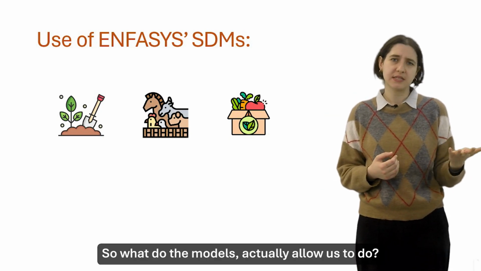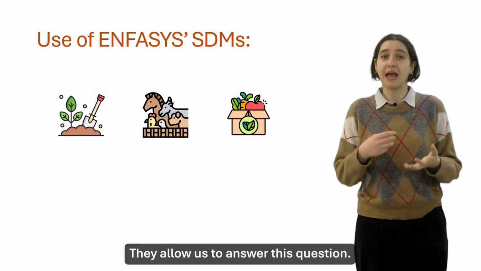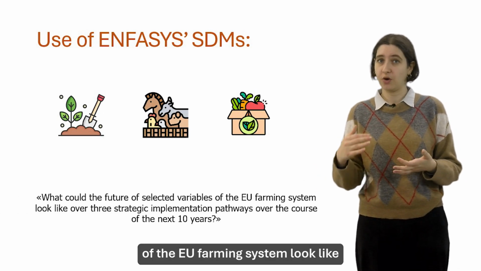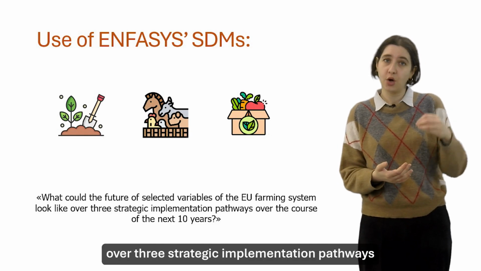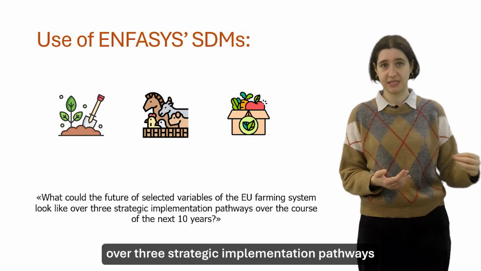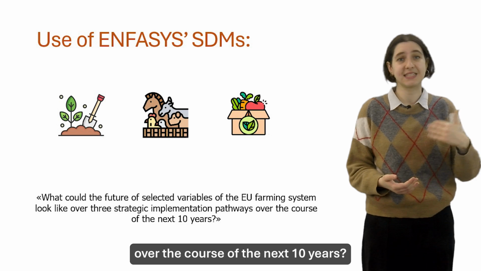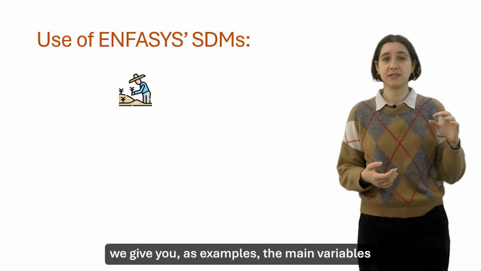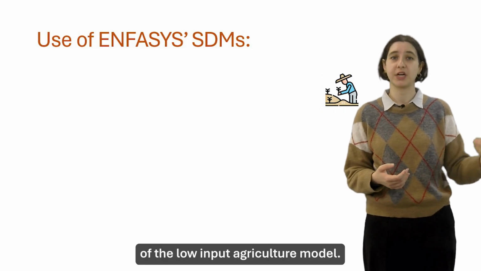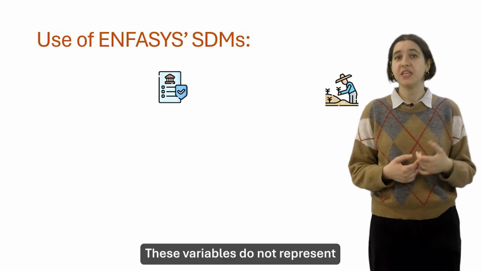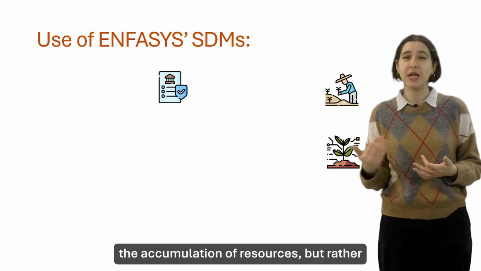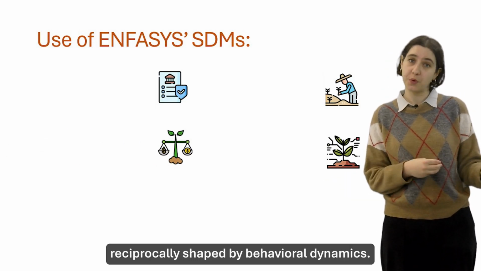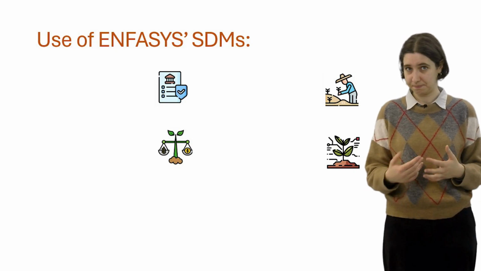So, what do the models actually allow us to do? They allow us to answer this question: what could the future of selected variables of the EU farming system look like over 3 strategic implementation pathways over the course of the next 10 years? For the purpose of this session, we give you as examples the main variables of the low-input agriculture model. These variables do not represent the accumulation of resources, but rather different system configurations reciprocally shaped by behavioral dynamics.